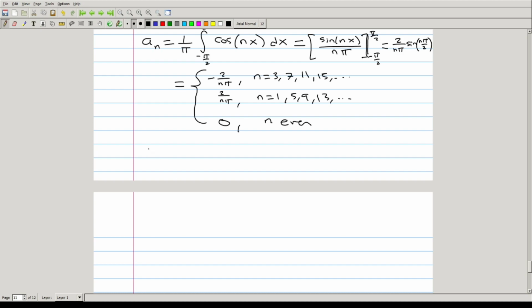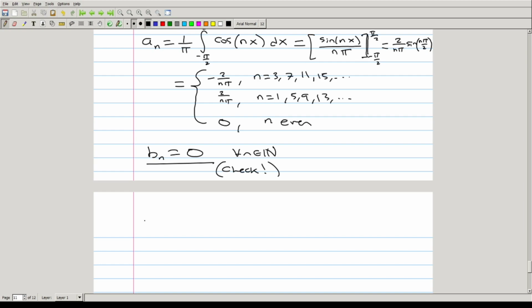And for bn, you end up getting that the integral is 0 when you go through and evaluate the integrals. So it's important for you to check this for all n. Okay. So for you to be able to justify why you get 0 for the bn integral.